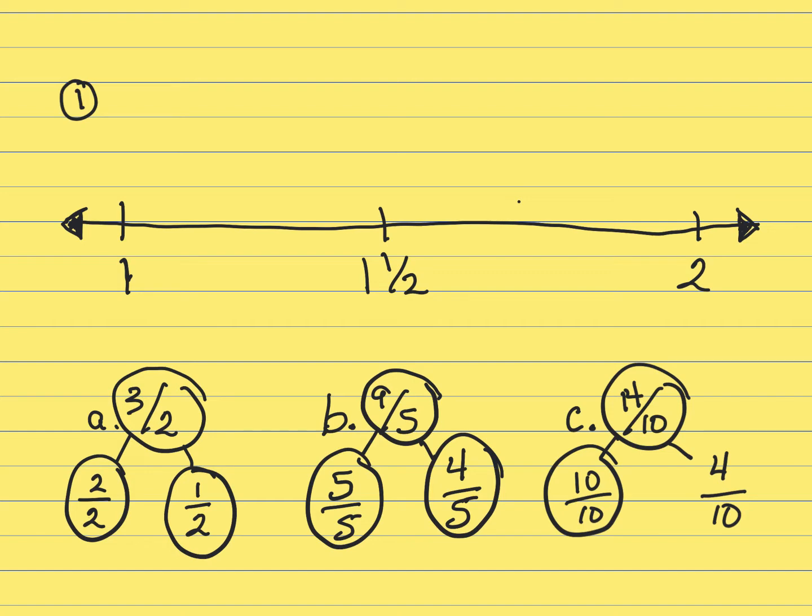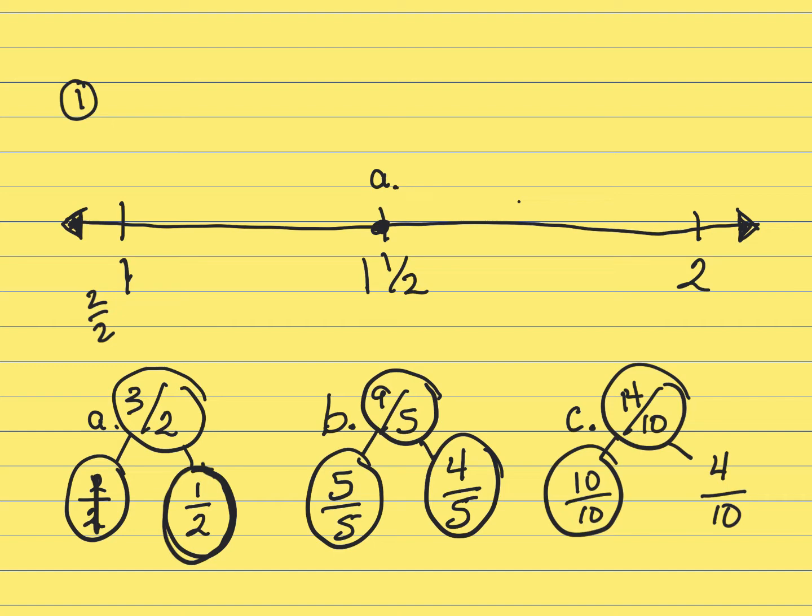So 3/2, then I can divide that up into 2/2, which would equal 1, and then I have 1/2 left over. So I'm gonna go up here, my 1 can also be the same as 2/2, and then I have 1/2 that I need to plot, 1 and 1/2. So I'm gonna plot that right there, and that is A.